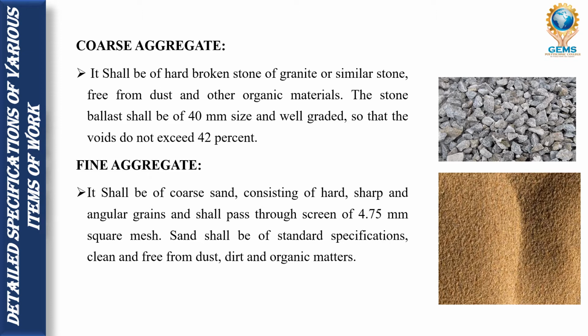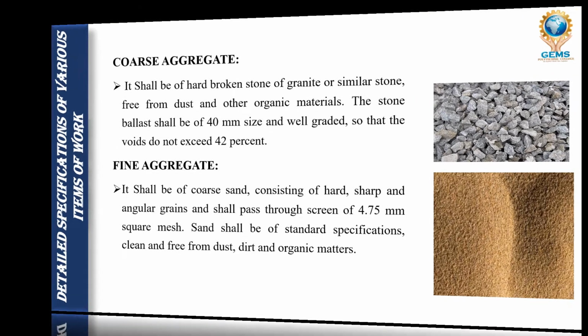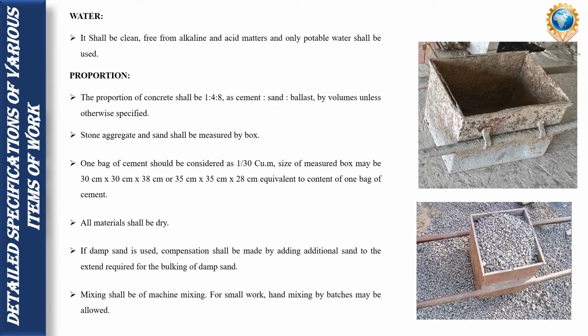So coarse aggregate, we are going to use 40 size. Then fine aggregate, the fine aggregate which passes through the 4.75 square mesh, okay. Next one is water, right? So water should be clean and free from alkaline and acid matters, and only potable water can be used, okay. So water should be clean for use in PCC work.